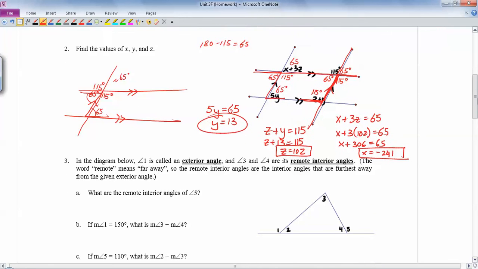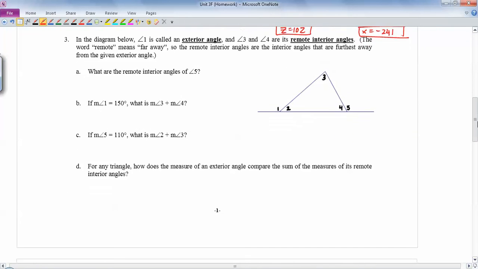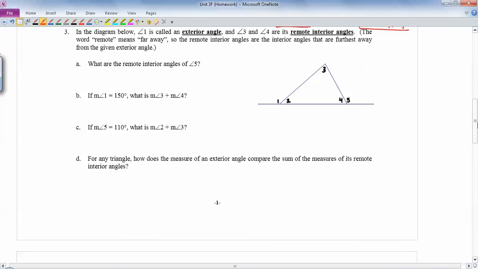Let's take a look at 3. So 3 has a couple new terms in here. We've got angle 1 is called an exterior angle because it's outside the triangle. And if I pick angle 1 as the exterior, then the word remote means far away. So if I talk about some remote interior angles, they're the ones that are the furthest away but interior to the triangle. So not angle 2 because that's not remote from angle 1. So 3 and 4 are remote because they're far away.